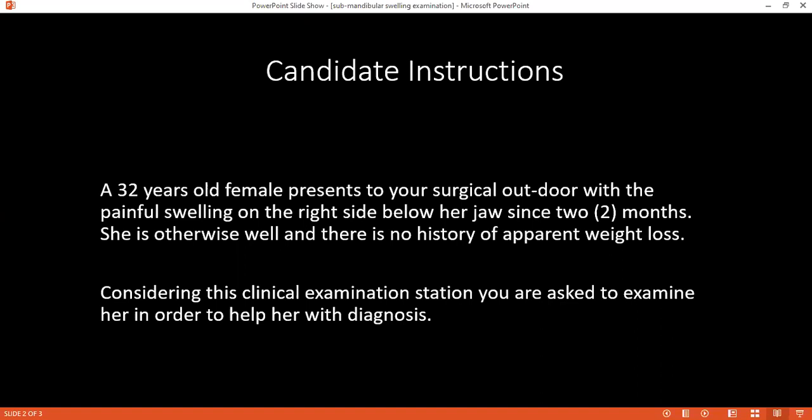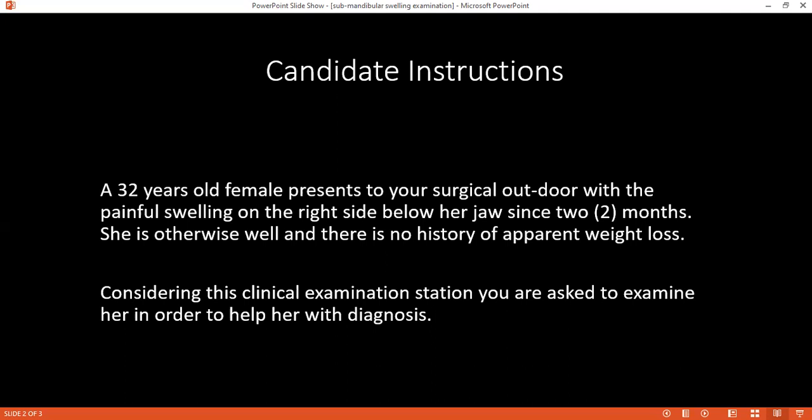I would like to do the bimanual test. How would you do that? I will wear the gloves, and then I will feel the swelling from inside the mouth. I'll gain consent. If it hurts you or becomes painful, just let me know and I will stop.